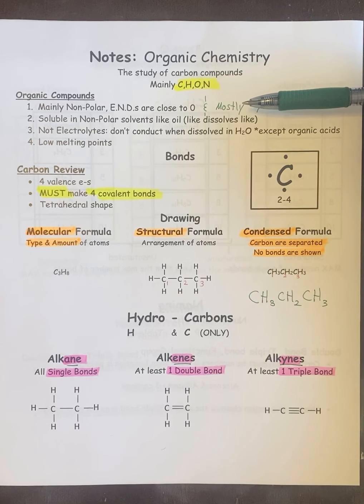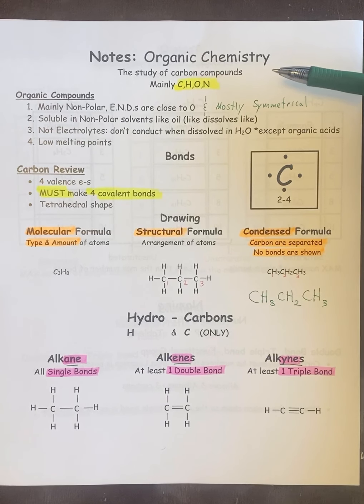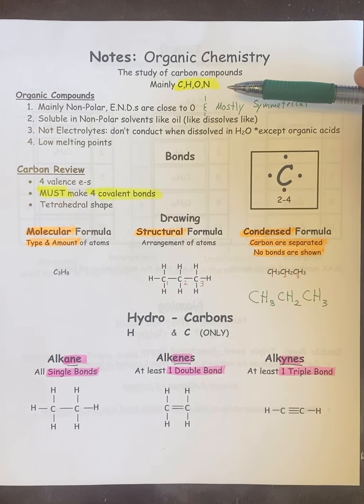They're mainly nonpolar. There's a reason for that. Their ENDs are very close to zero. In other words, carbon and hydrogen are like 2.2 and 2.4, so they're very close to each other. And so it's almost zero, and the molecules tend to be symmetrical. Now that doesn't mean there can't be polar organic molecules. As a matter of fact, there is a whole bunch of them, but in general we say hydrocarbons or organic compounds tend to be nonpolar.